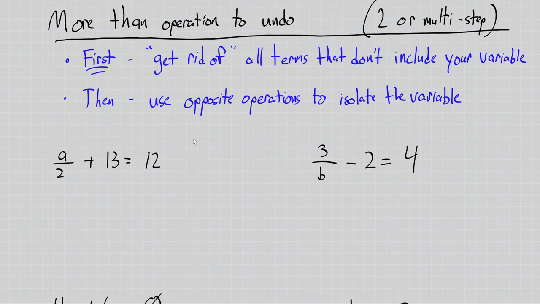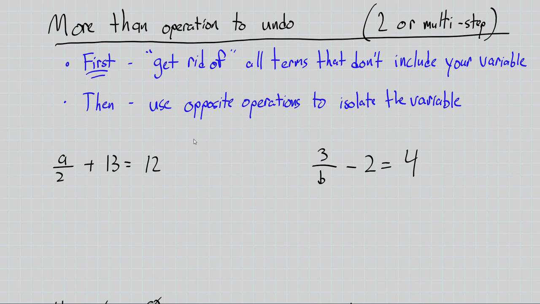But we have an additional set of hints, maybe steps. First, any terms that don't have that variable in there should be moved to the other side of the equal sign. Move them away. I say get rid of them. Then continue like we do, use our opposite operation, so addition for subtraction or multiplication for division, to isolate that variable.